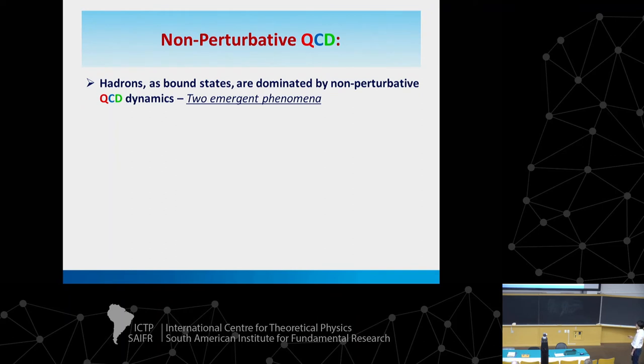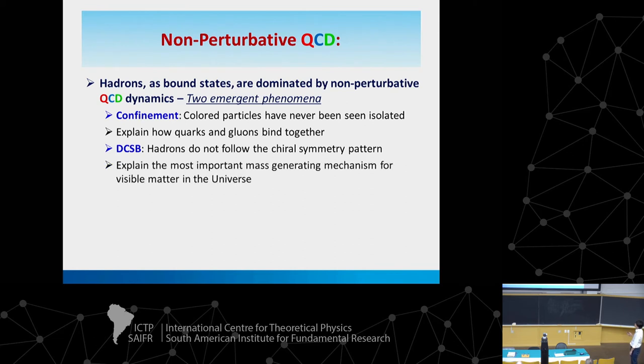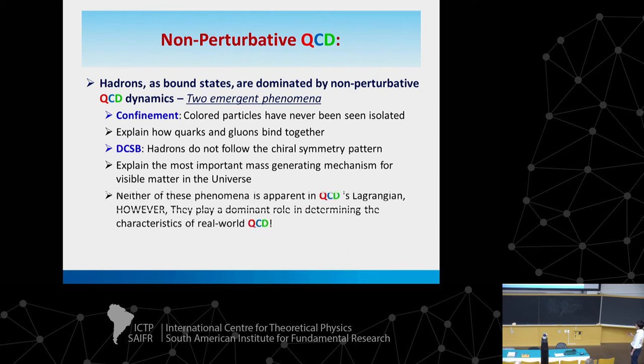There are two emergent phenomena. The first one is confinement. It means colored particles have never been seen isolated, and it can explain how quarks and gluons bind together. The second phenomenon is dynamical chiral symmetry breaking. It means hadrons do not follow the chiral symmetry pattern. It can explain the most important mass generation mechanism for visible matter in the universe.